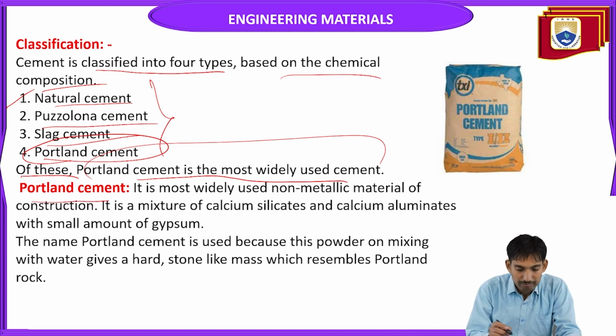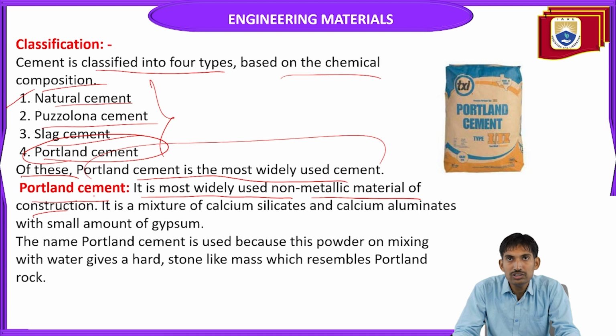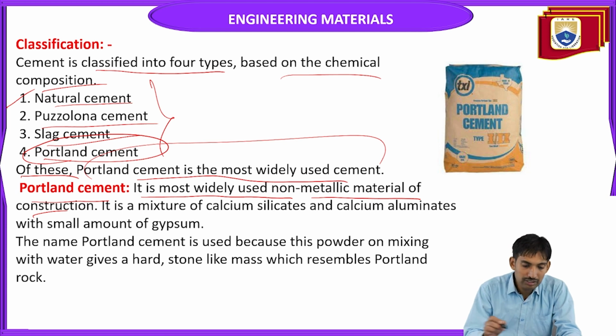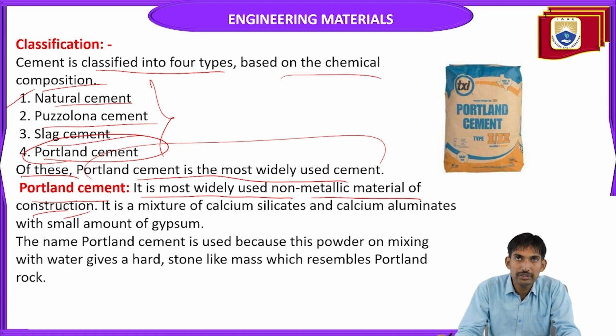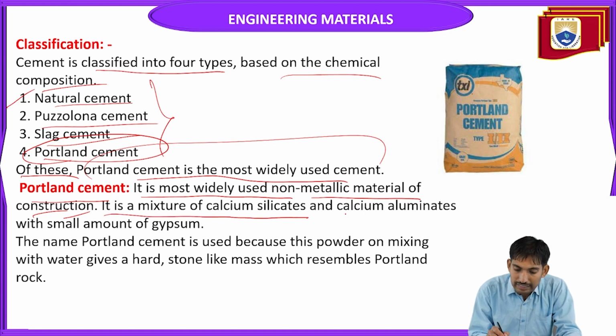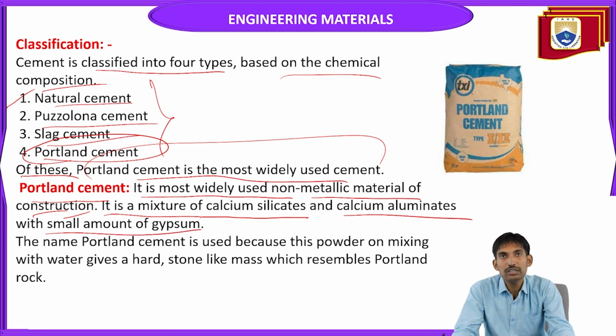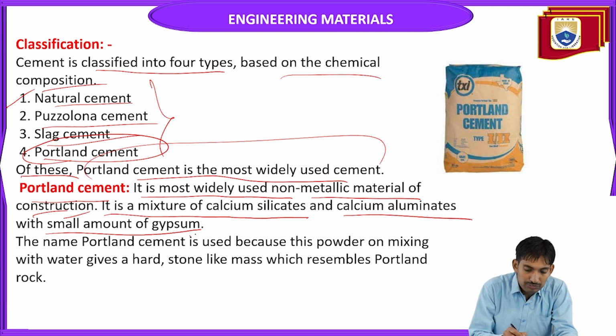Portland cement. It is the most widely used non-metallic material of construction. Okay, a non-metallic material we have to use in the construction purpose. It is a mixture of calcium silicates and calcium aluminates with a small amount of gypsum.